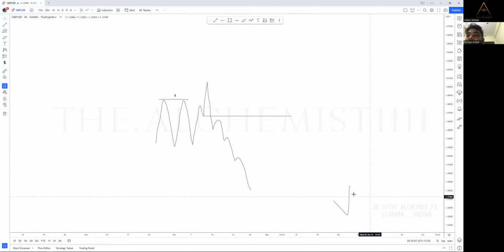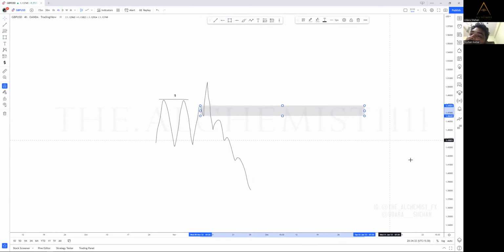The next thing is, what's the breaker block? Remember, a higher time frame order block is always a lower time frame breaker block. So what's the breaker block? The breaker block will be the last down candle before the manipulation. Rather than having the whole area marked out like this, you can always refine it to the breaker that might be in here. So this is what we call a breaker block.